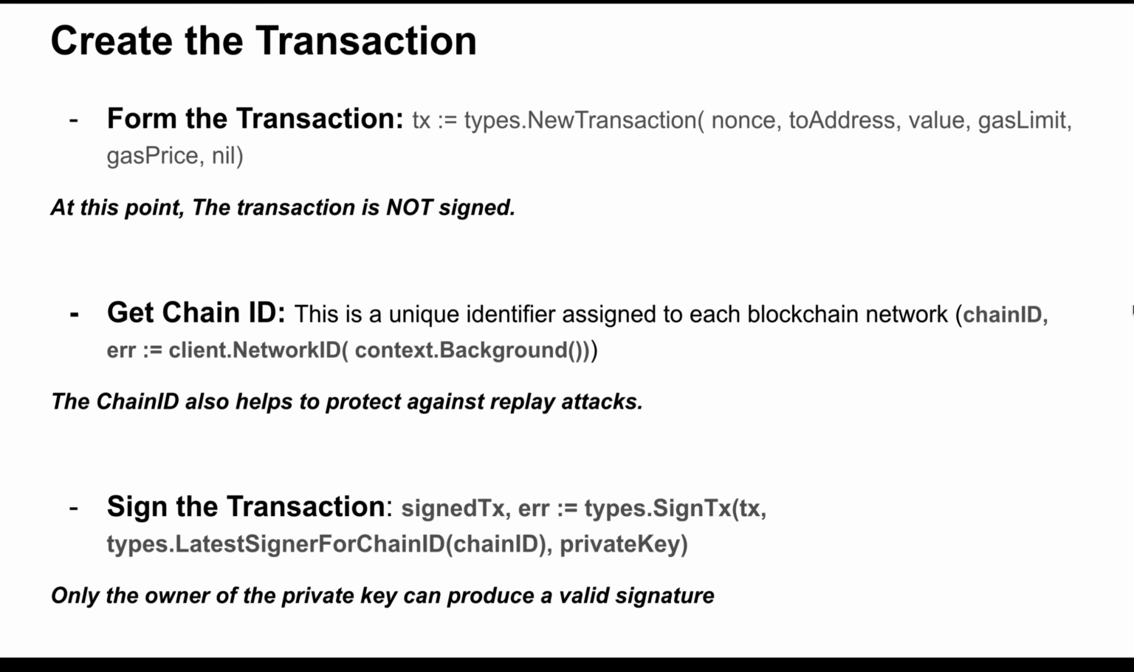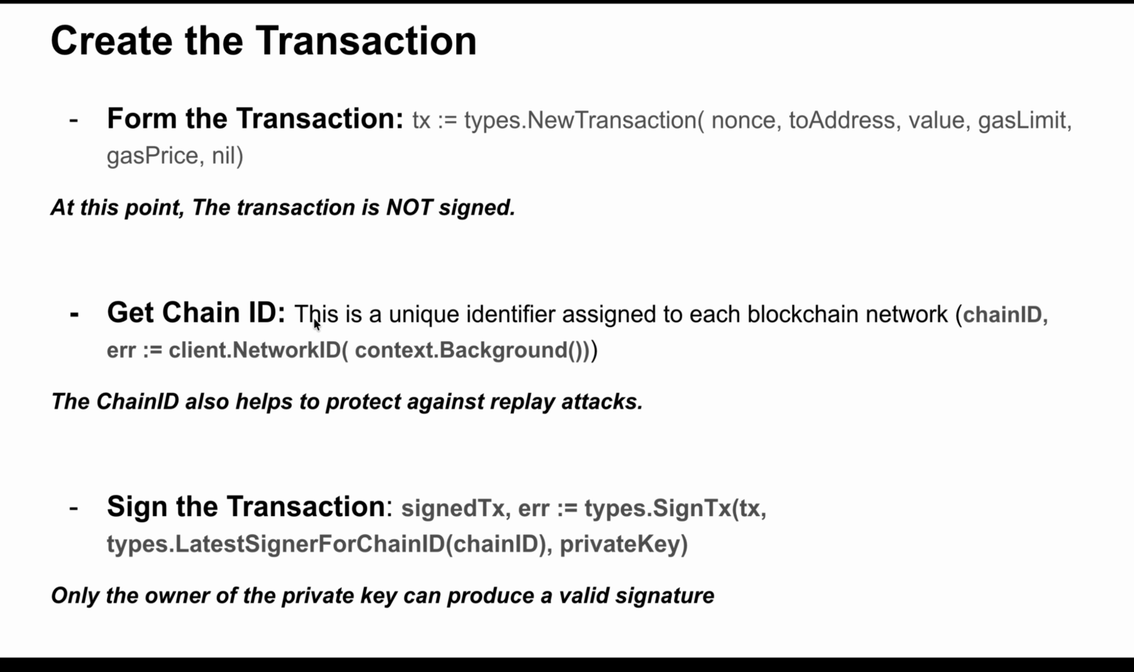So to form a transaction, you pass in your nonce, your to address, the value, the gas limit, the gas price, right? And then data might be nil. You're not really sending any data, you're just sending the value. That is the crypto you're sending, right? So at this point, the transaction is not signed. You can see that this transaction is not signed.